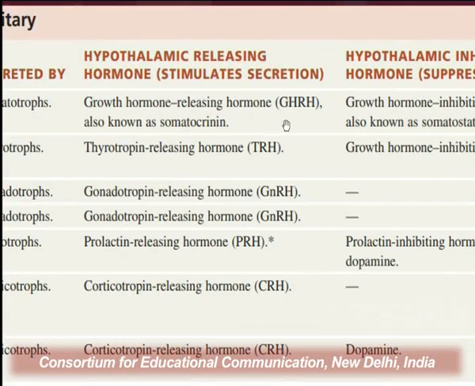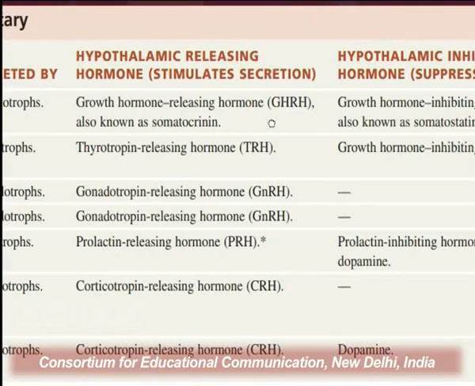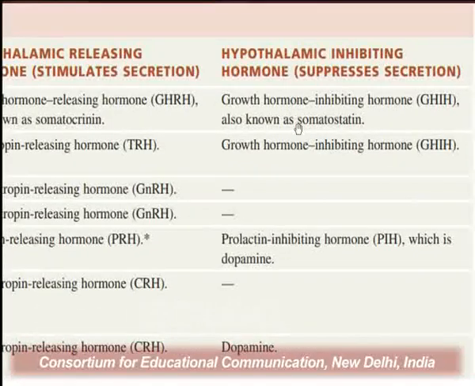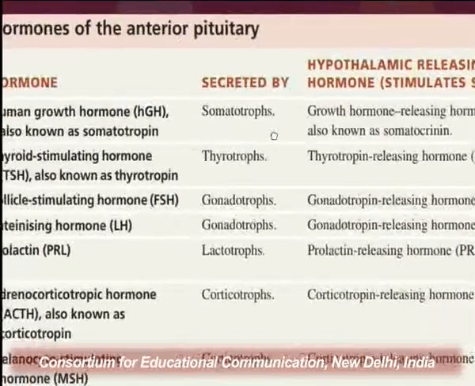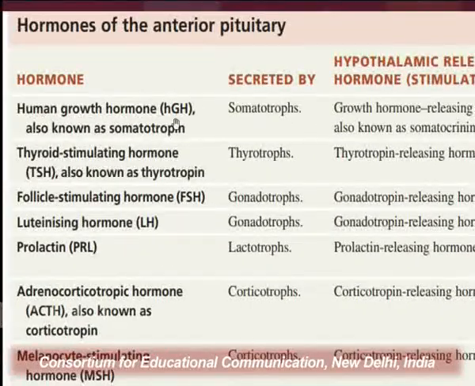Whenever you will find something with a hyphen and releasing hormone, that means it is getting secreted by the neurosecretory cells of the hypothalamus. So there are growth hormone releasing hormones, and then the inhibiting one which will inhibit the secretion of growth hormone would be somatostatin, also referred to as growth hormone inhibiting hormone. So these are 2 secretions of the hypothalamus which regulate the secretion of the somatotrophs, which is somatotropin.